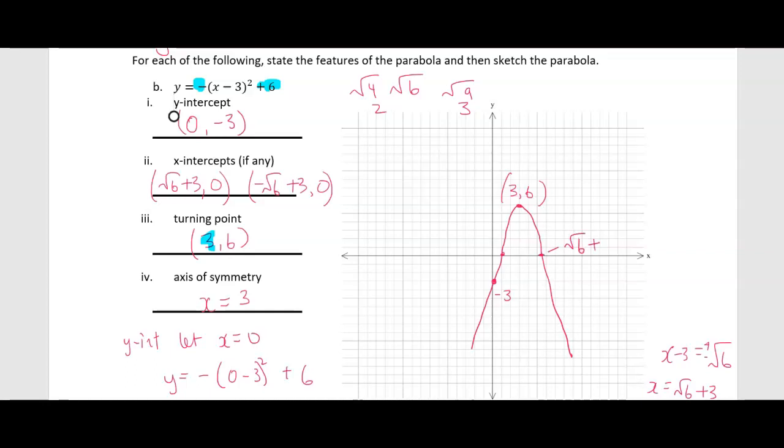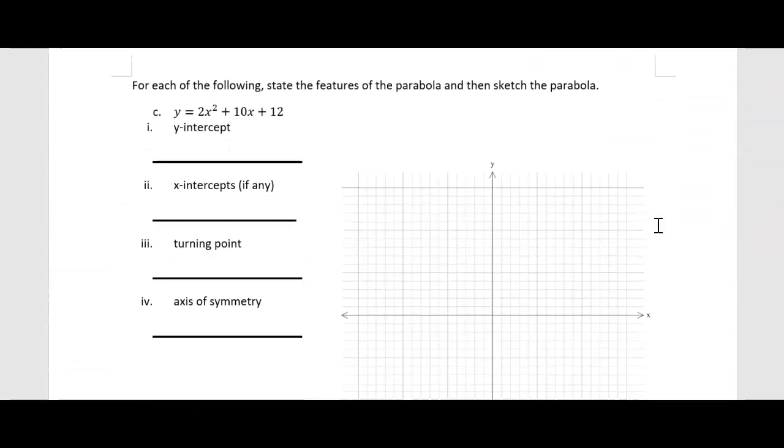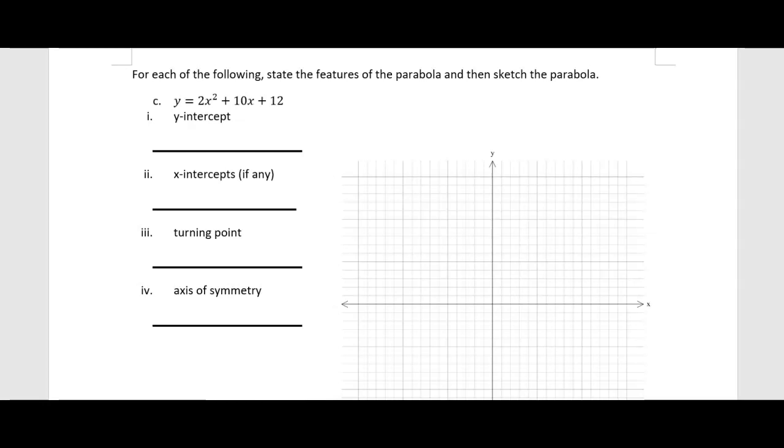Root 6 plus 3 comma 0. That's the first one. And then this one here is negative root 6 plus 3 comma 0. All right, and that's a terrible parabola, but if you drew it like that, I would be pretty happy, okay? But I have high expectations because I've been drawing parabolas for a very long time. All right, the next one.